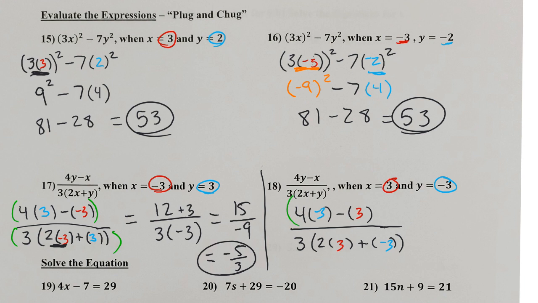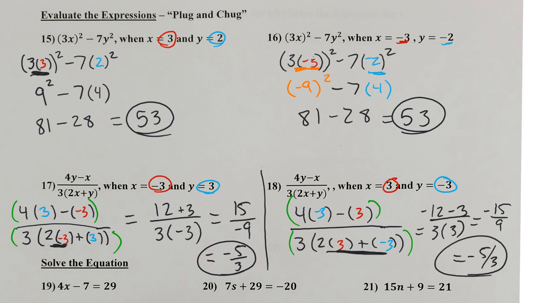Once again, I do the top first, bottom by itself. I end up with negative 12 minus 3. The bottom becomes 6 plus, so I have 3 from outside the parentheses. I do in here, 2 times 3 is 6. 6 plus negative 3 is positive 3. So this is going to be the same exact answer, but now it's negative 15 over 9, which is still going to turn into negative 5 thirds. And that's it for 18.